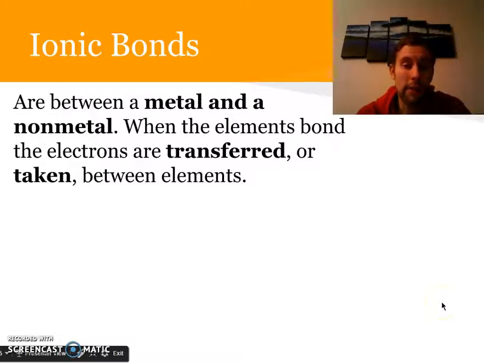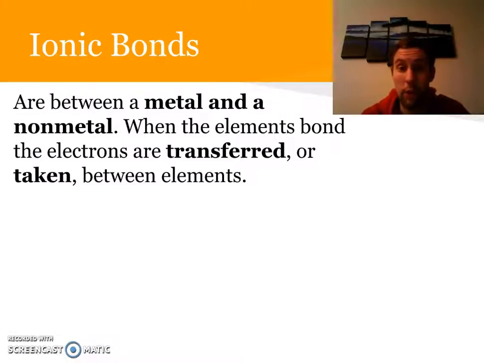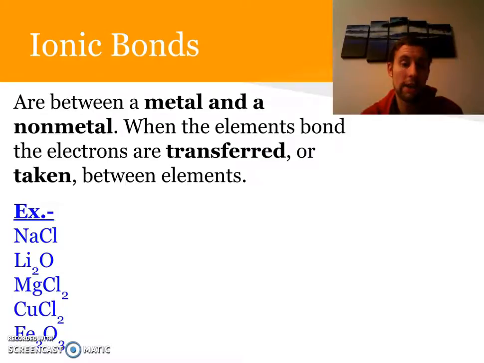So ionic bonds are between a metal and nonmetal, we just said. When the elements bond, the electrons are transferred. So the metal gives up its electron, it gives it over to the nonmetal, and they actually lose the electron completely in this ionic bond process. Examples here are any metal on the left side of the periodic table and any nonmetal on the right side. So sodium chloride, lithium oxide, magnesium chloride, etc., etc.